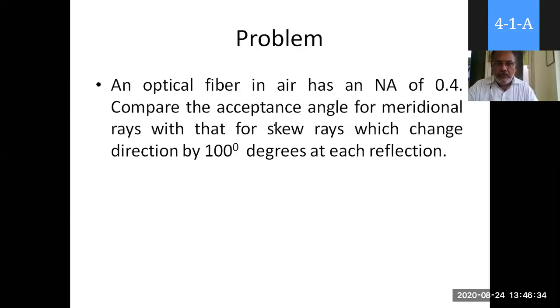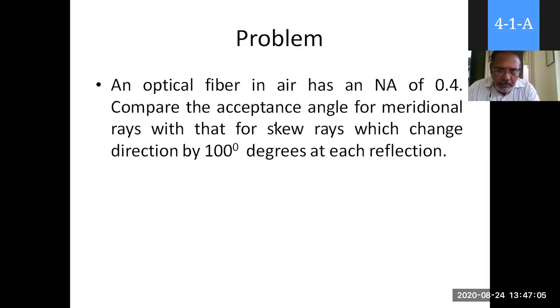So do this problem. An optical fiber in air has a numerical aperture of 0.4. NA was given. Compare the acceptance angle for meridional rays with the skew rays which change direction by 100 degrees. What is cos gamma here? Only half the value is considered for gamma, so gamma is 50.